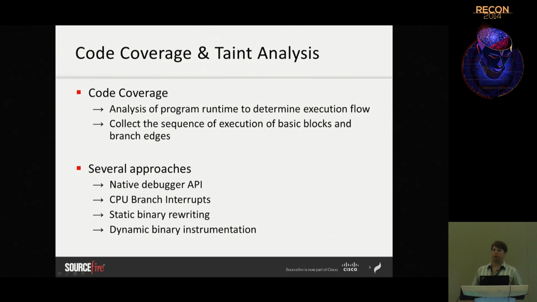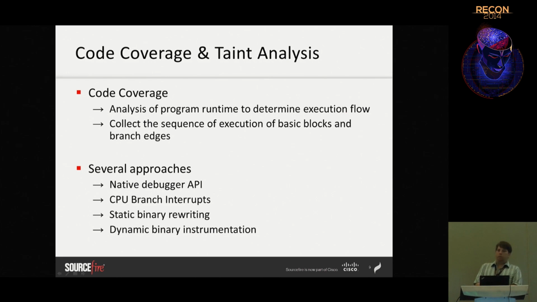The native debugger API is always an option, whether it be ptrace or the debug API. But you have problems with that because you are running into exceptions or interrupts that switch from user mode to kernel space every single time you hit a breakpoint. And in our case, we're having to do basically the equivalent of a single step. So we need a more efficient way to do that.